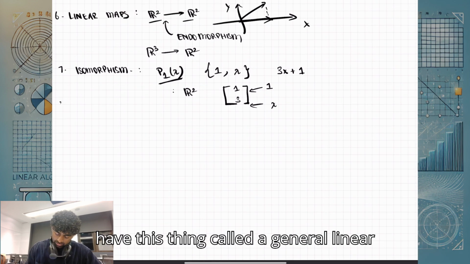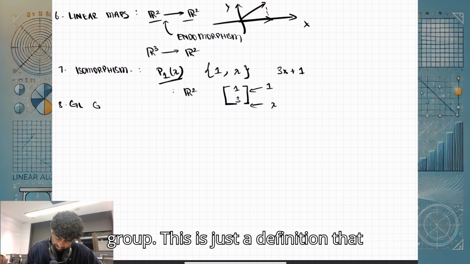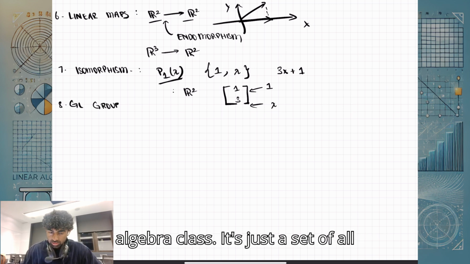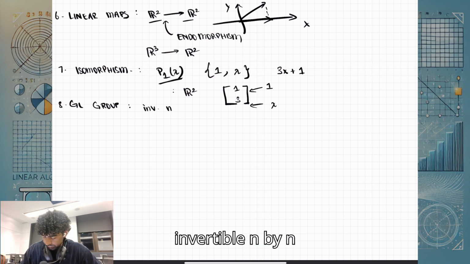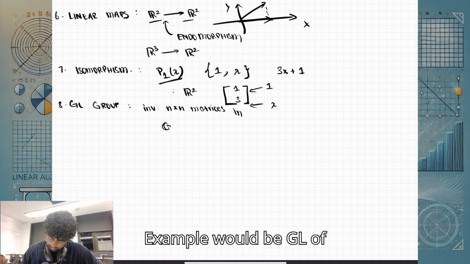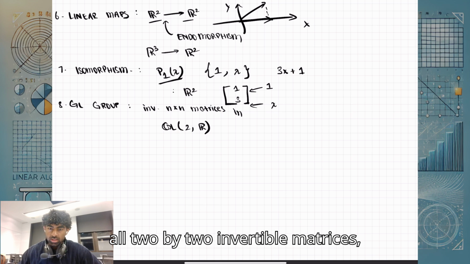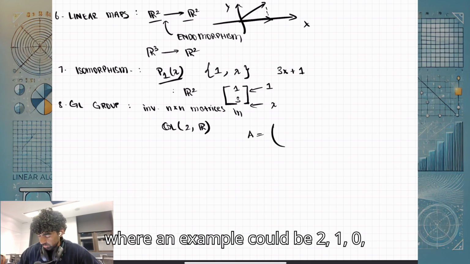We also have this thing called a general linear group. This is just a definition that would be useful to remember in a linear algebra class. It's just a set of all invertible n by n matrices in F. An example would be GL of 2 in R. So in the real space, all 2 by 2 invertible matrices, where an example could be 2, 1, 0, 3.